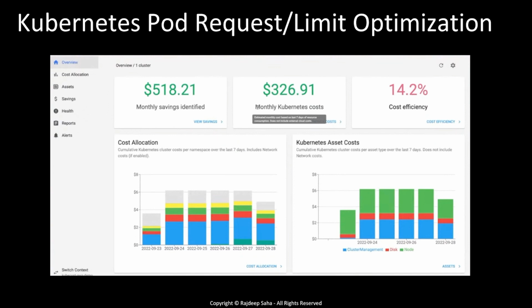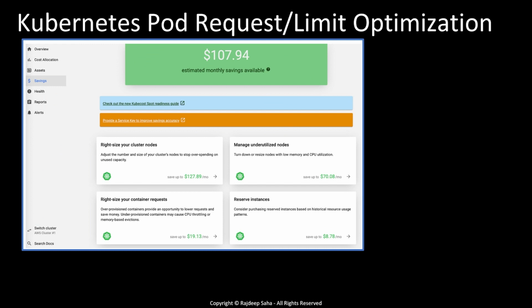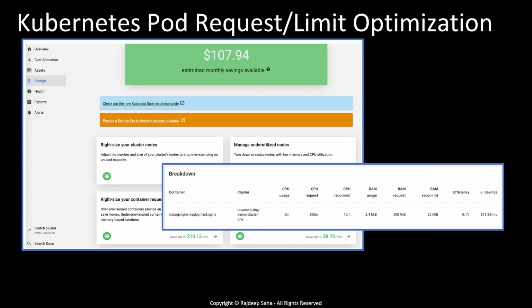It shows that you could save up to $518 per month, cost efficiency, etc. And more importantly, it shows which areas you can save cost. And then you could see this, right size your container requests. It shows that for each pod, how much memory and CPU you allocated and how much you are using. Again, you don't pay based on how much you are using, you pay based on how much you are allocating, right? So it shows, based on the usage, that you can save this much money and you should reduce the CPU and memory to these numbers.